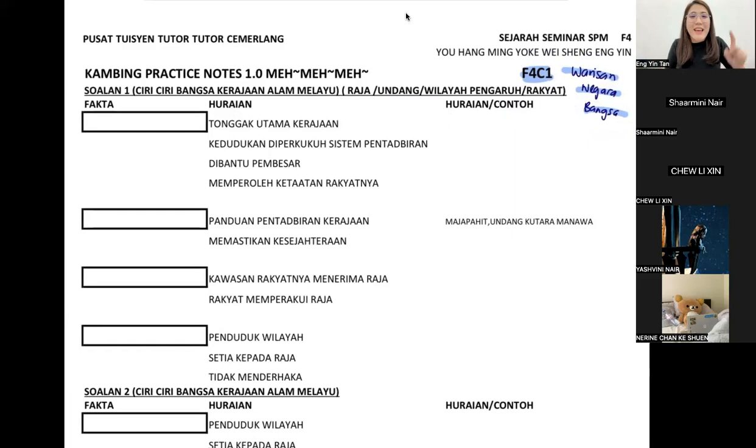Satu Malaysia lah. Like, we are the Malaysia, country is Malaysia, we are the Malaysian. Bukan orang Cina, orang Melayu, orang India, we are Malaysian. Okay, this kind of concept.